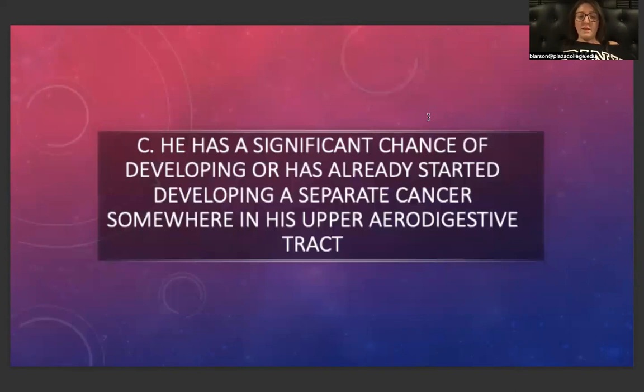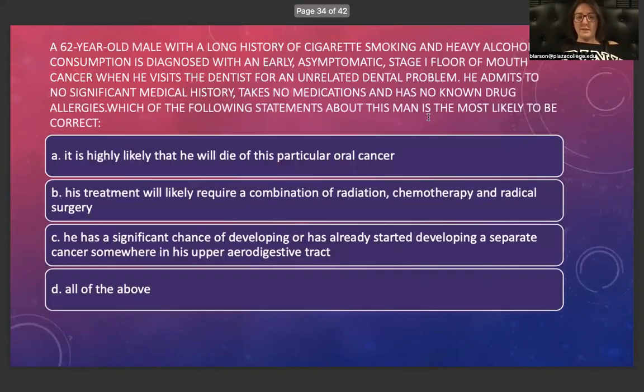The answer to this one is C. He has a significant chance of developing or has already started developing a separate cancer somewhere else in the upper aerodigestive tract. This is because he's a cigarette smoker and it has been for a while.